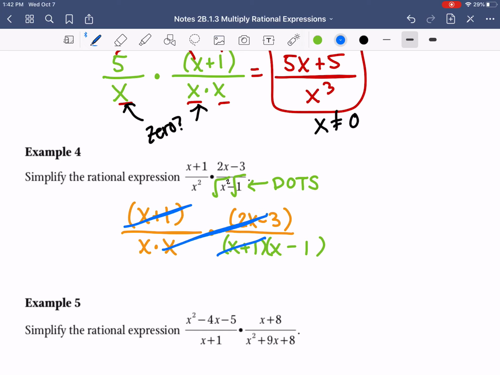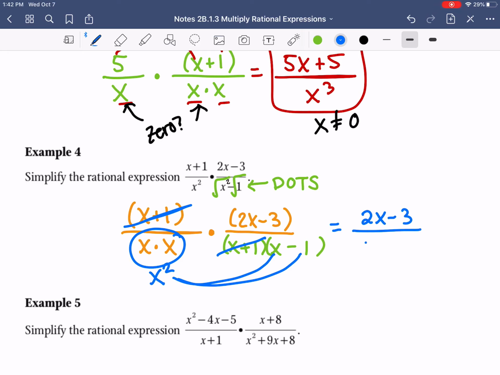Can I cancel these x's? No, because this one's holding hands, so we can't do that. And we just multiply whatever's left over. So on top you have 2x minus 3. I don't have to write the parentheses anymore. On the bottom I have x times x, which is x squared. And then I have to distribute that onto the x minus 1. So x squared times x is x cubed, minus x squared times negative 1 is x squared.